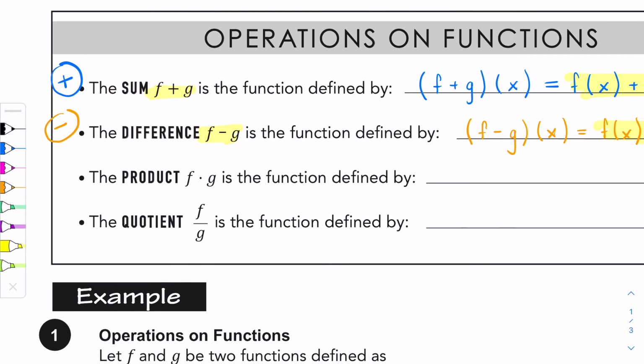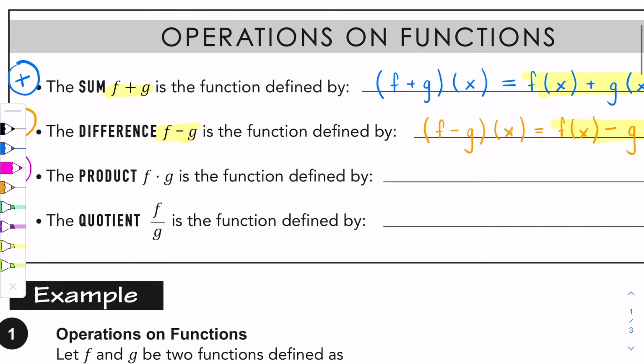Next is the product. Product is multiplication. The product of f and g is defined by f times g of x, or f of x times g of x.